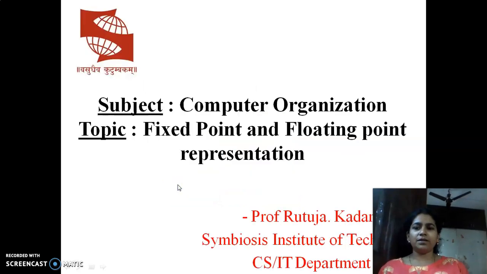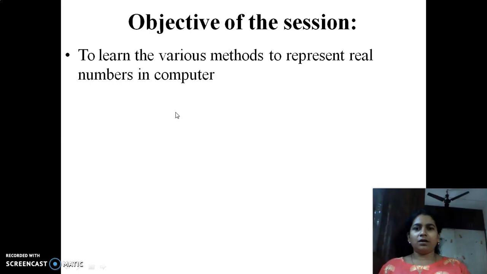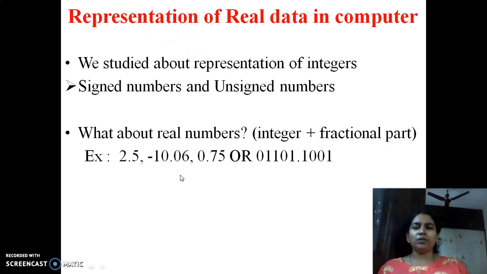So today we will be learning about fixed point and floating point representation in the computer. Now the objective of this session is to learn the various methods to represent real numbers in computers. Now, you might have a question: what are real numbers? Now let us see what are real numbers.